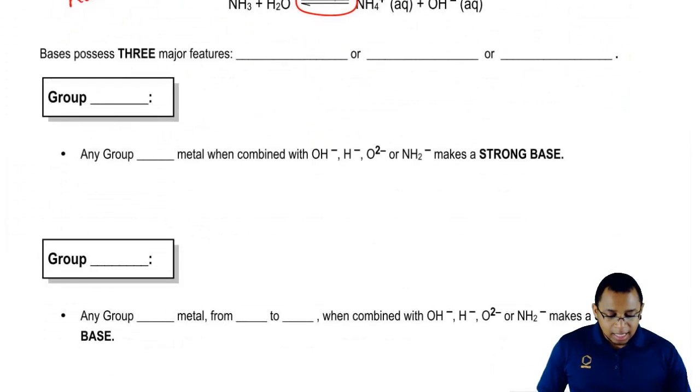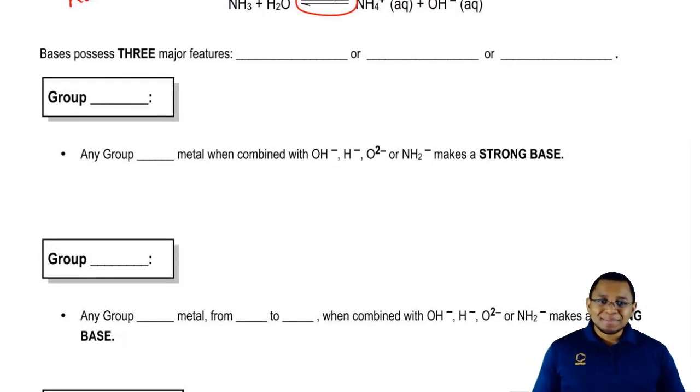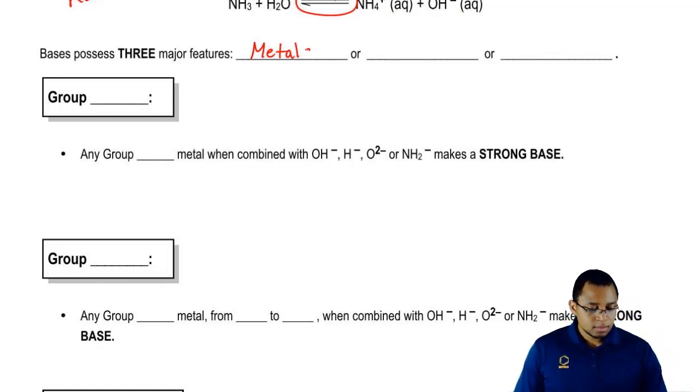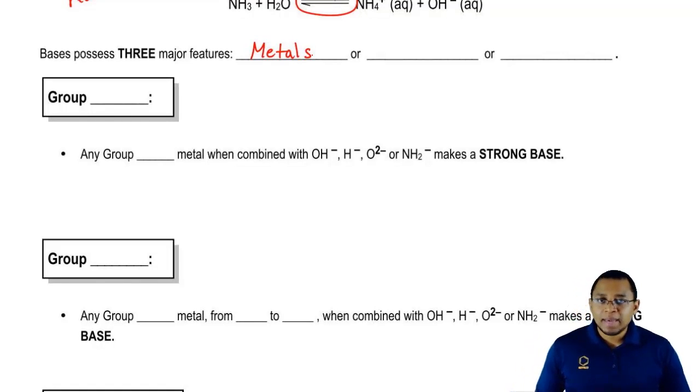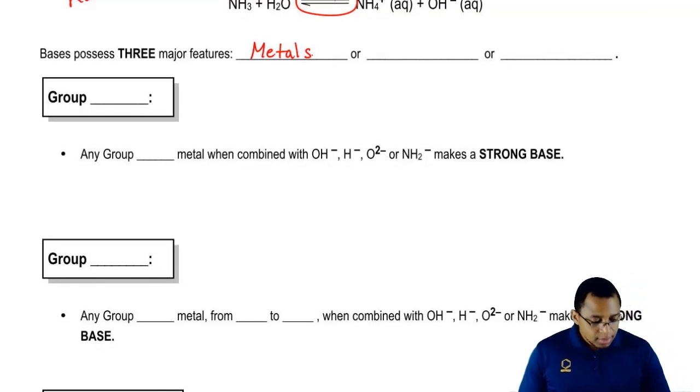Now, if we look here, we're going to say when it comes to bases, there are 3 features that we're supposed to look out for. Generally, bases possess metals. So if a metal is involved, then it's most likely going to be a base. We're going to see a couple exceptions of that when we get to amphoteric species. But for right now, let's not worry about that.